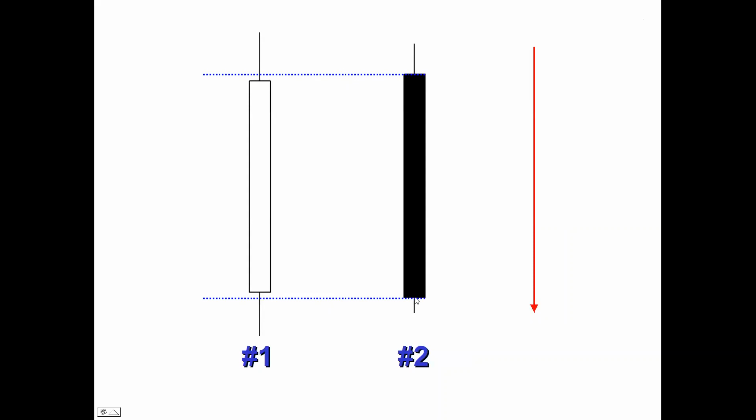Now, it's called an engulfing pattern because bar number 2's open to close range engulfs the open to close range of bar number 1. If you see this, it's a fairly high level of security that it will continue going lower. But can we increase that? Yes, we can, by adding the candlestick combo.